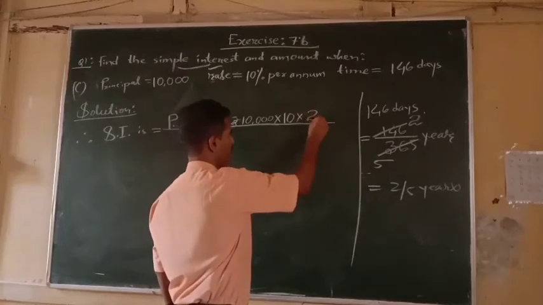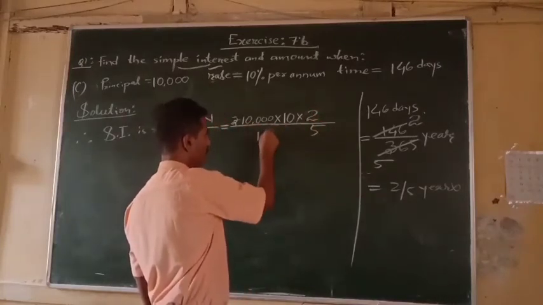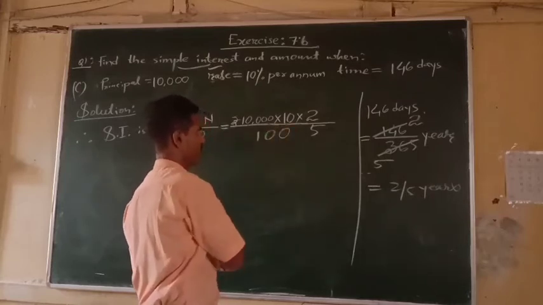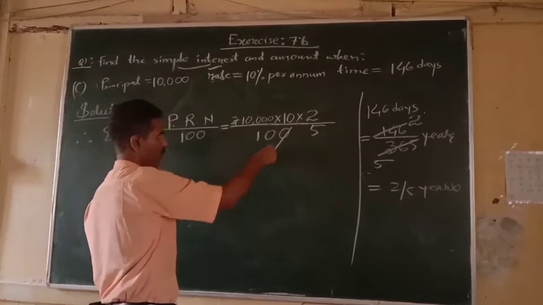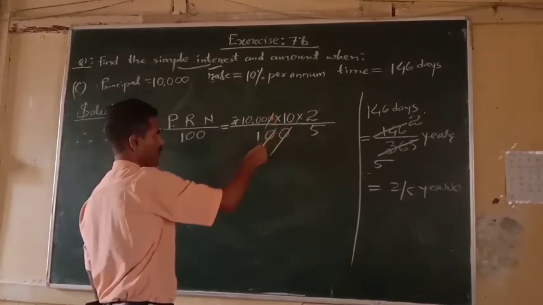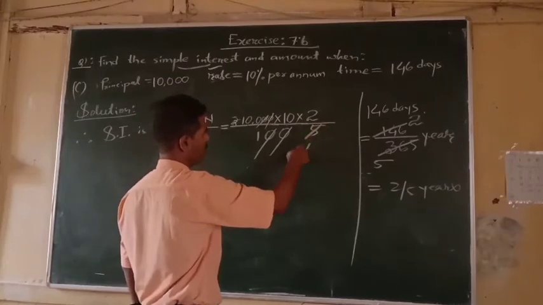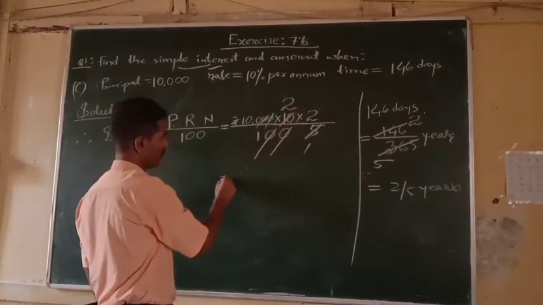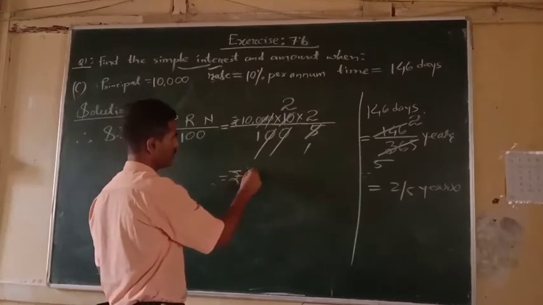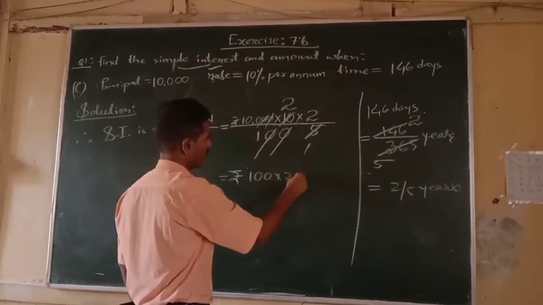So I'll write here 2 by 5, and we know PRN divided by 100, so I'll write here 100. All right, now this zero cancels, that zero cancels. Okay, now 5 times 1 is 5, 5 times 2 is 10. So what have we got? Here remaining rupees 100, here remaining 2, here remaining 2.